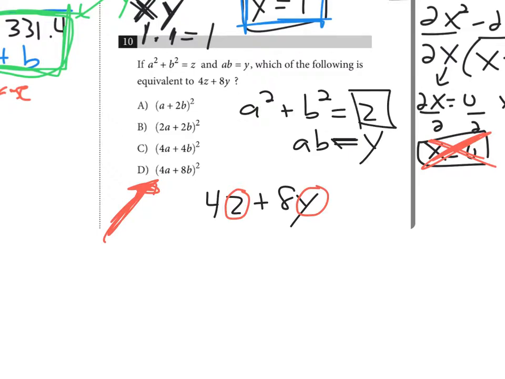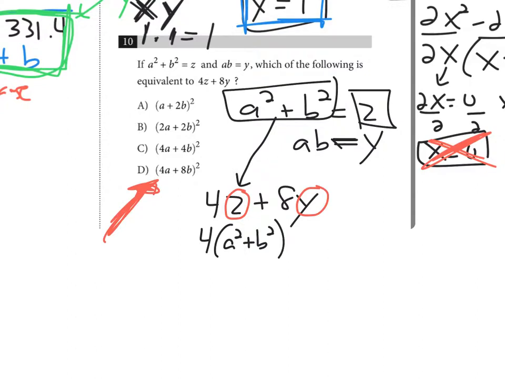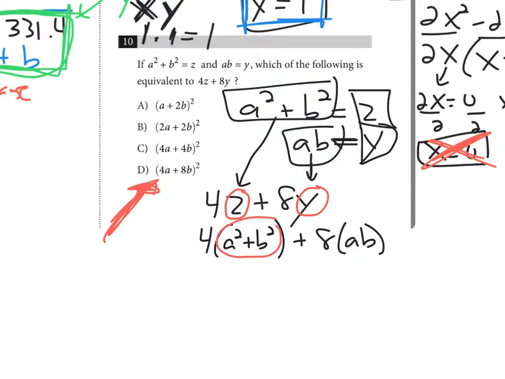Here, since z is equal to a squared plus b squared, I'll plug in z is equal to a squared plus b squared. And here, since I'm told y is equal to a times b, I'm going to have 8 times a times b. So I simply took out the z and took out the y and substituted in the a's and the b's in their spot.